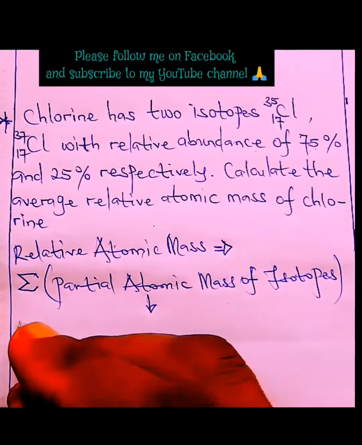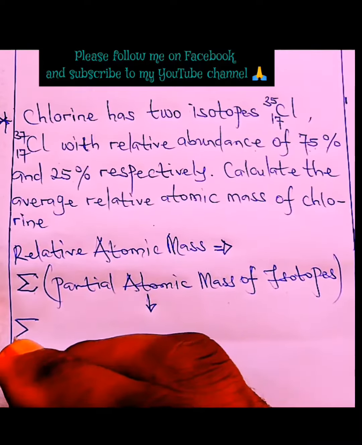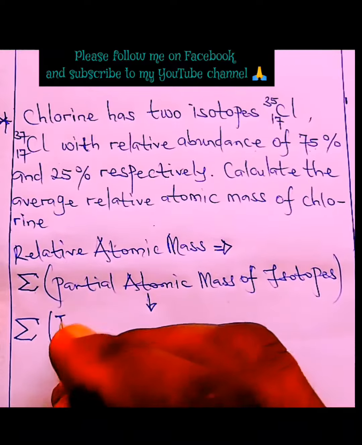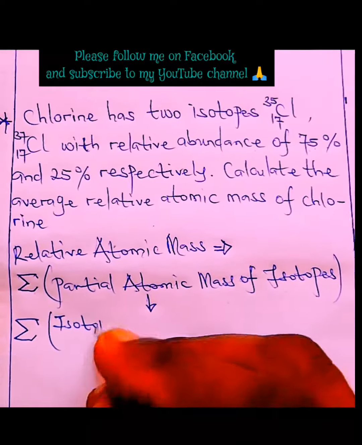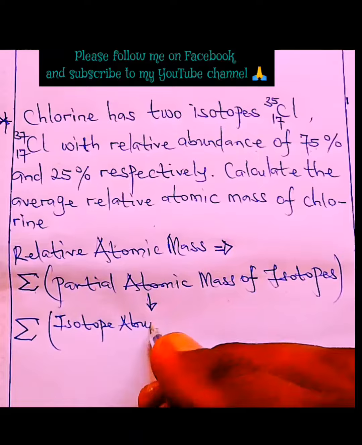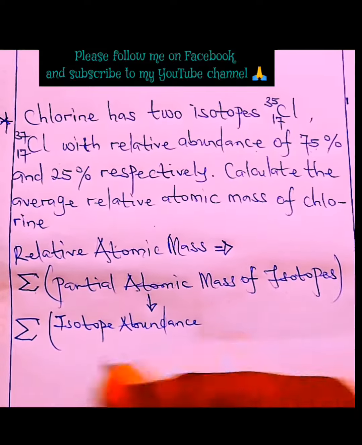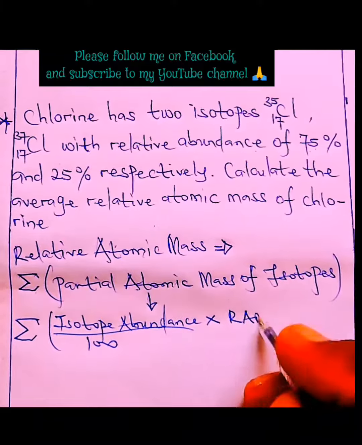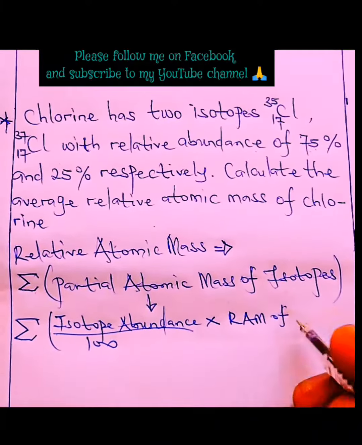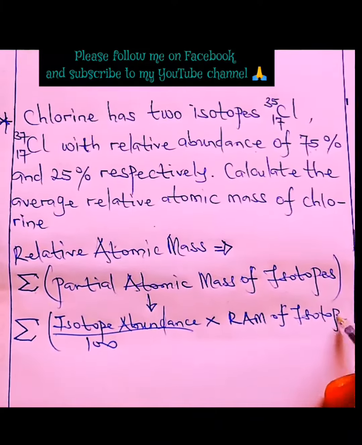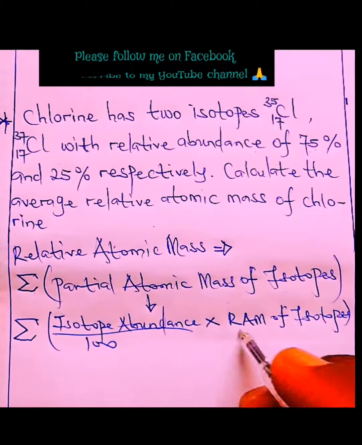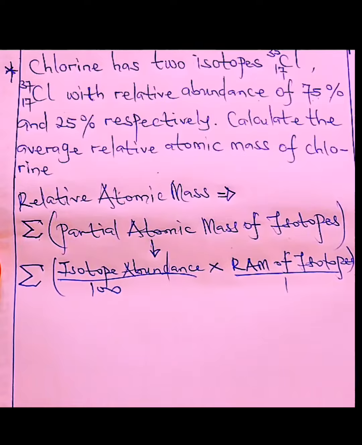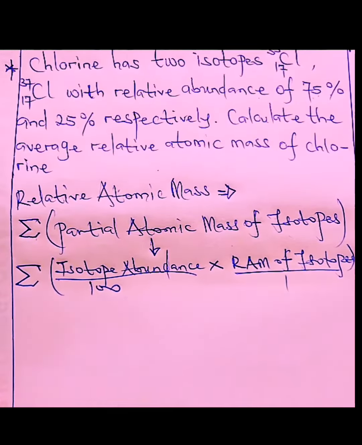This is how we get the partial atomic mass. That's going to be the summation. Let's see how we get the partial atomic mass. So that's going to be isotope abundance over 100 times the relative atomic mass of each isotope given to us, over 1. This is how we do it. This is how we solve for the partial atomic mass of isotopes.